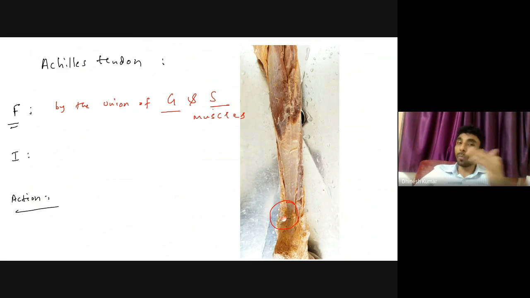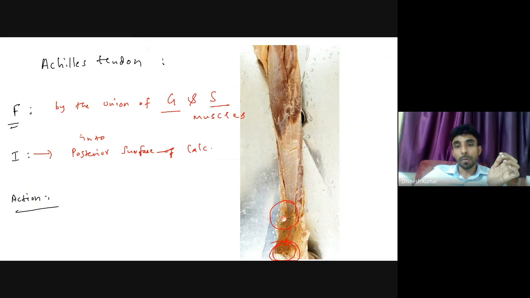Gastrocnemius and soleus muscles both unite to form the Achilles tendon. So where is the Achilles tendon getting inserted? Yes, it is getting inserted into the posterior surface of the calcaneum bone.